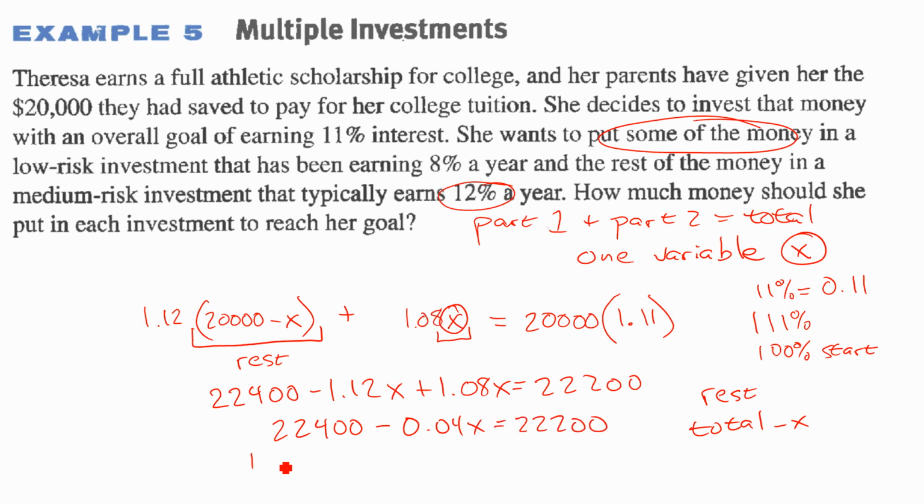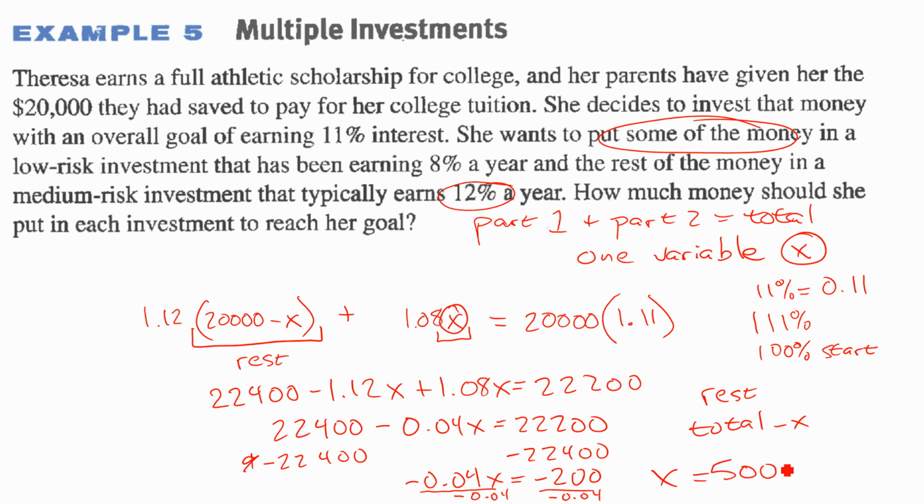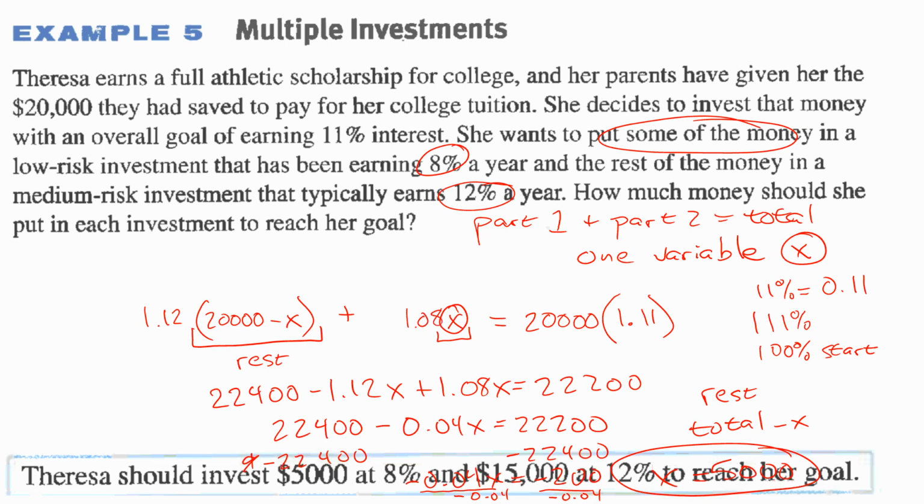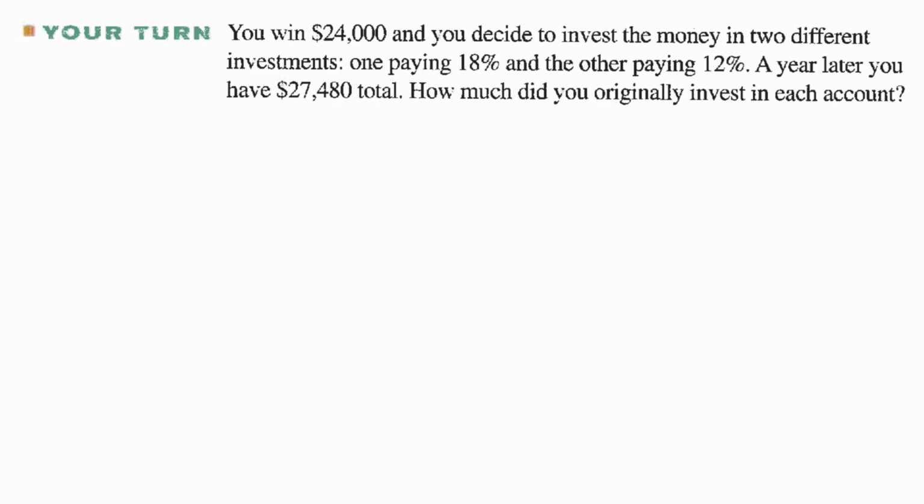Let's subtract 22,400 from both sides. We'll get negative 0.04x equals negative 200. We can divide both sides by negative 0.04, and we'll end up with x equals 5,000. So we spent $5,000 at 8%, and the rest of it must have been at 12%. You can see underneath here, 5,000 at 8%, and the rest, 15,000 at 12%. All right, your turn. Give this a shot.